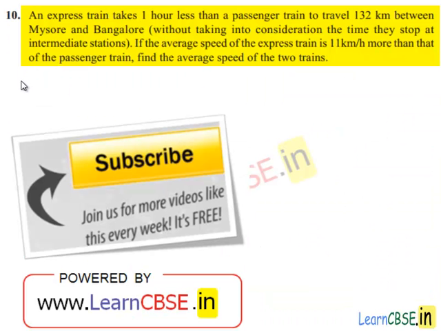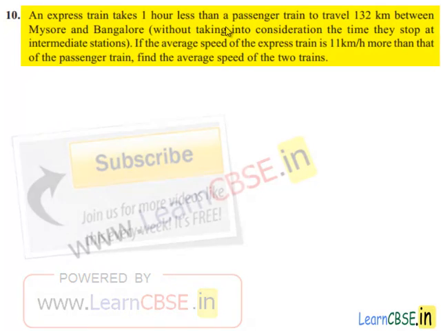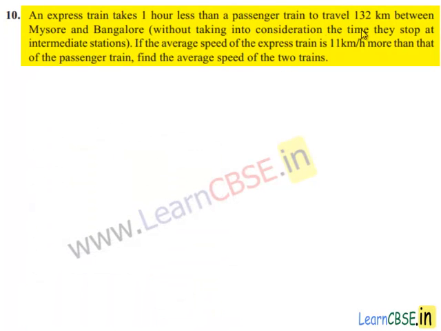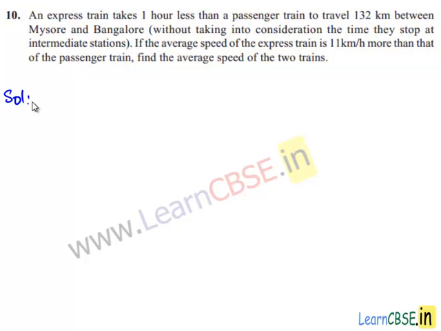So now let us move on to the 10th question. An express train takes 1 hour less than a passenger train to travel 132 kilometers between Mysore and Bangalore, without taking into consideration the time they stop at intermediate stations. If the average speed of the express train is 11 kilometers per hour more than that of the passenger train, find the average speed of the two trains. So let us move on to the solution.